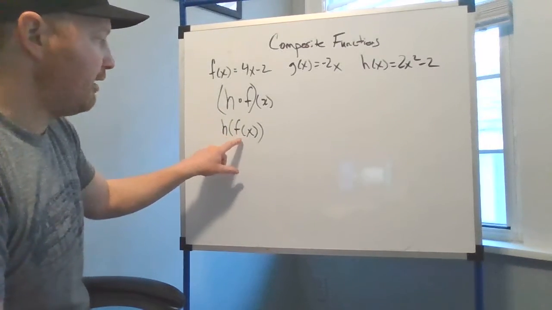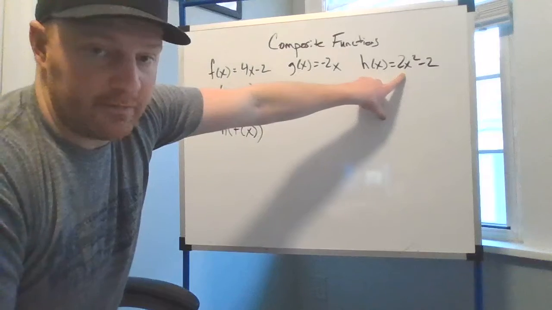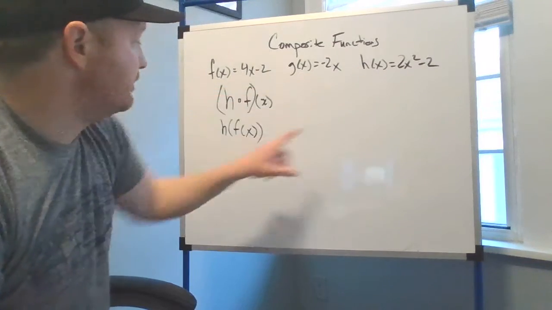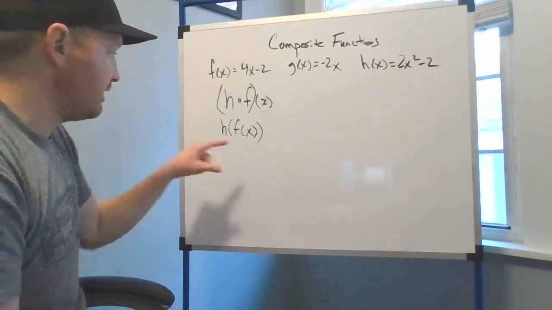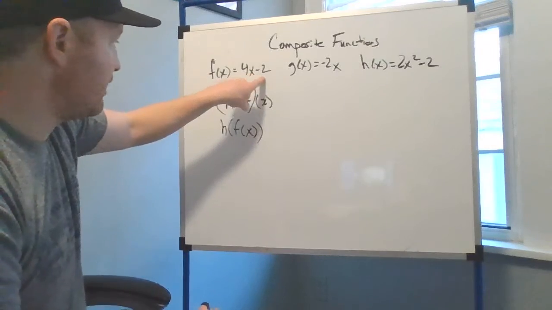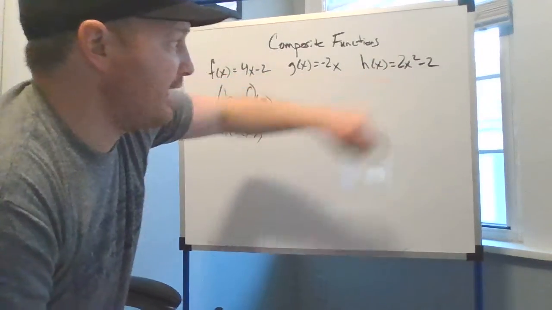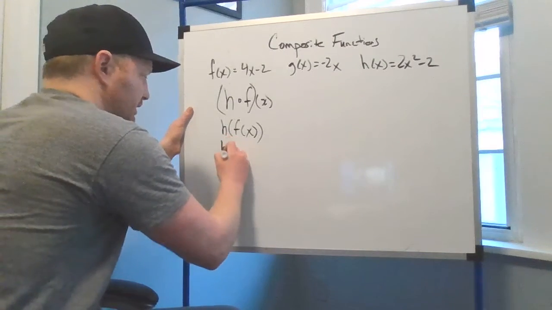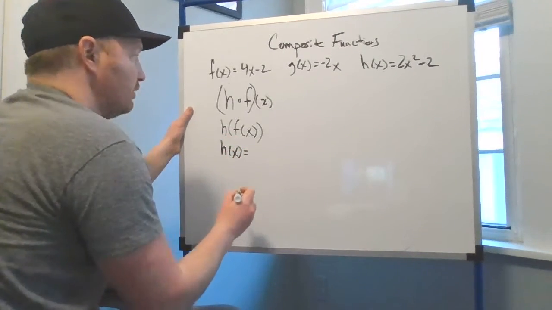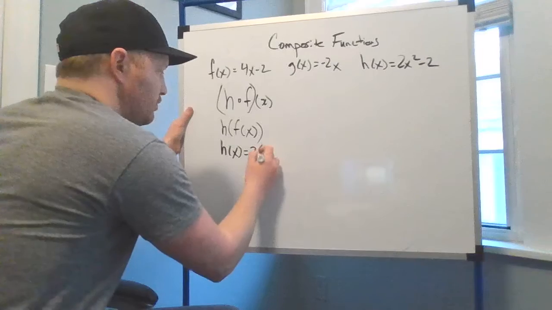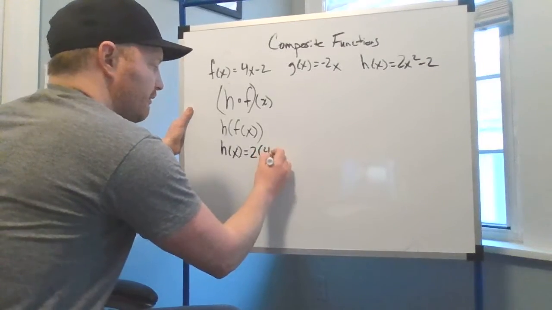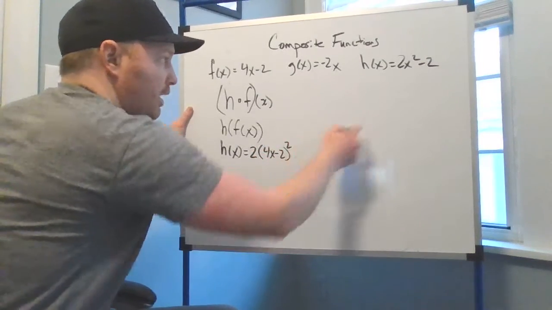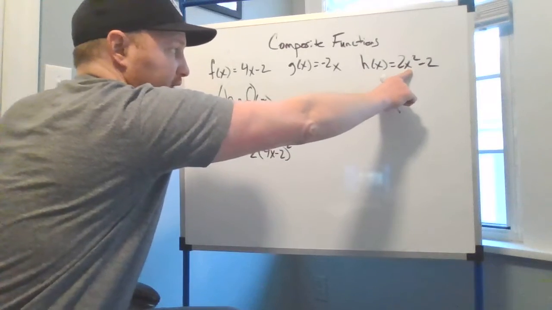Now, how do I do this when I'm squaring some stuff? And this is where I want you guys to pay close attention. Again, just like we just did a second ago, I now input this entire expression in place of x over here. Okay, now watch this. So now this is literally h of x equals, I do 2 times 4x minus 2 squared, because I have to square whatever I put in place of x over here.